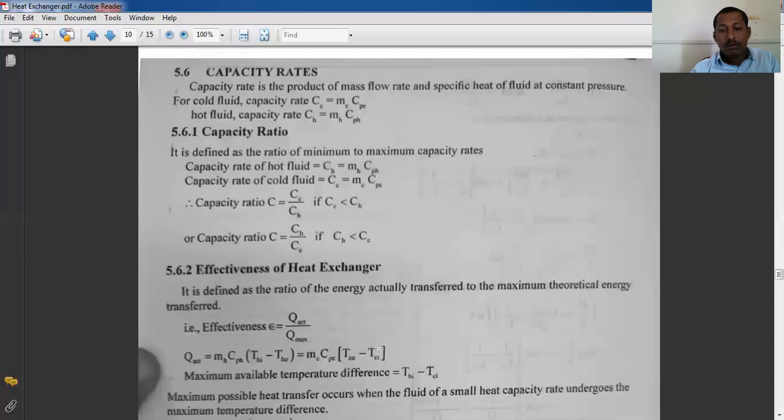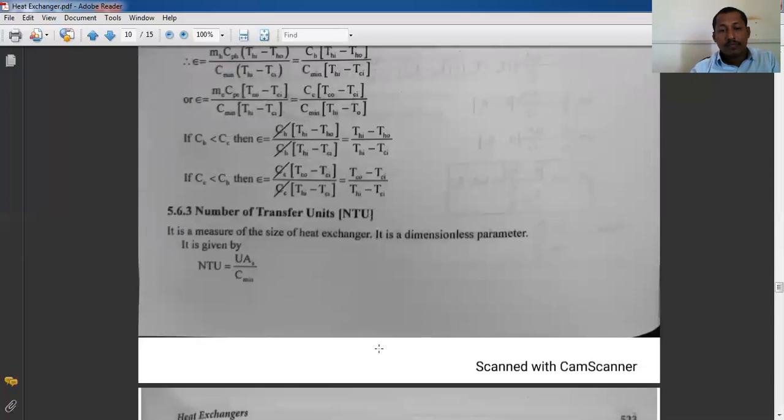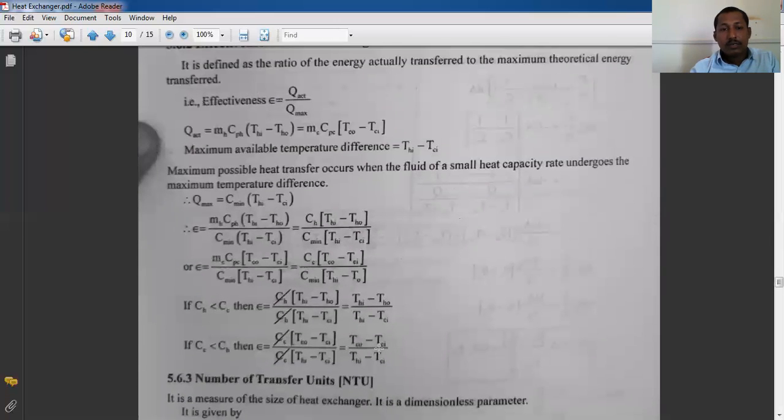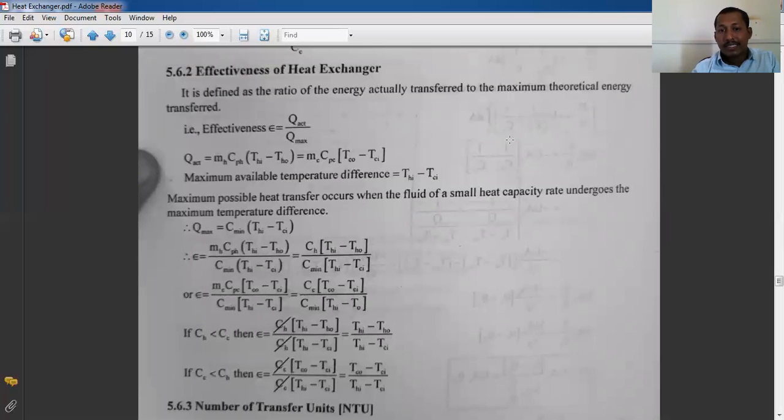Now after that we are going for effectiveness of the heat exchanger. Effectiveness of the heat exchanger is the ratio of energy actually transferred to the maximum theoretical energy transferred. It means what is actually transferred and what theoretically it should transfer. That ratio we call effectiveness, that is effectiveness is equal to Q actual by Q maximum.